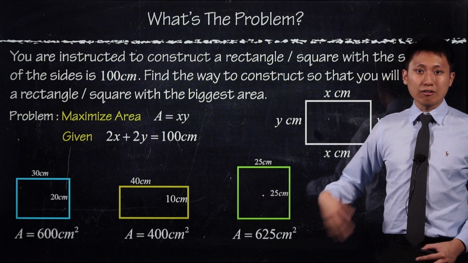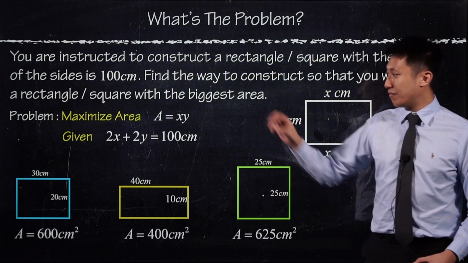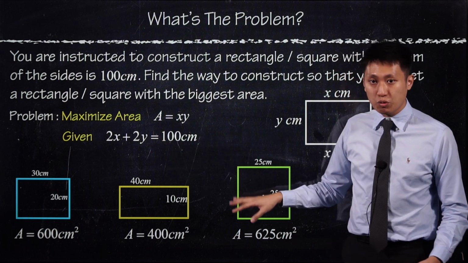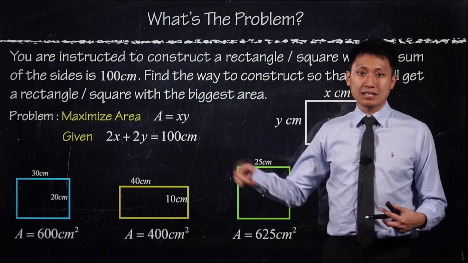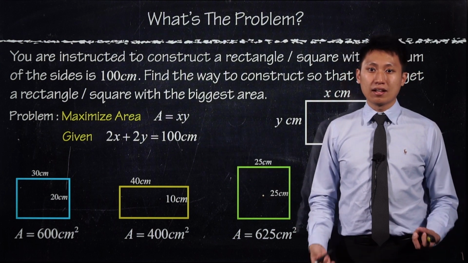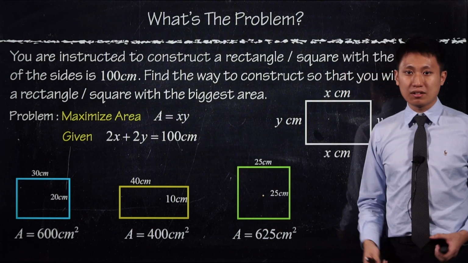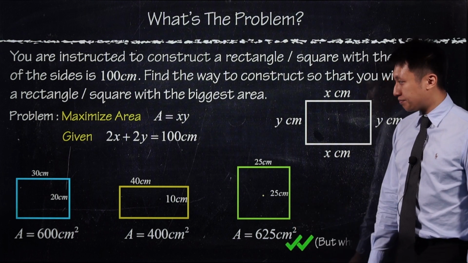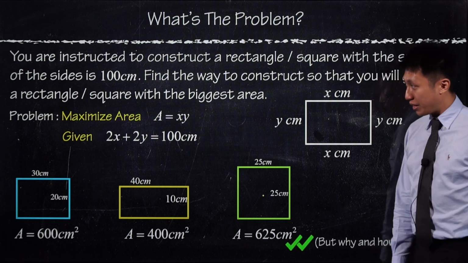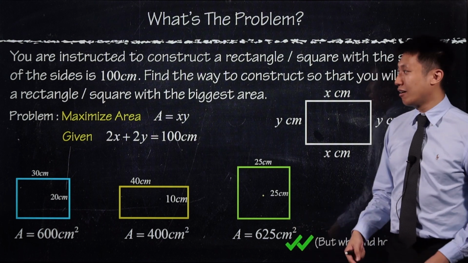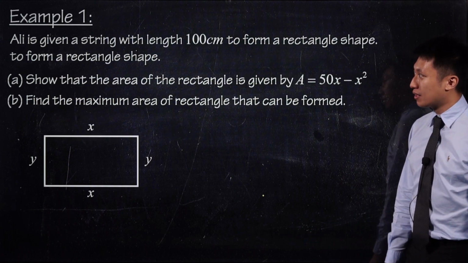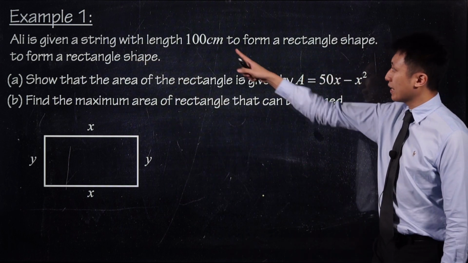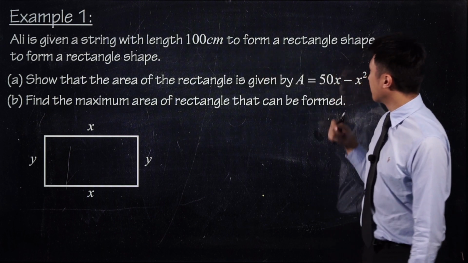Now this is the problem. We are given a fixed material. We've got to construct something with a criterion, like here, maximize the area. Some other things might be maximizing the volume and so on. So this one will be the case. We will talk about the why later. Now is what is the problem. So now Ali is given a string with length 100 to form a rectangle shape.